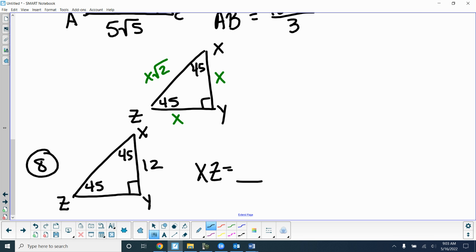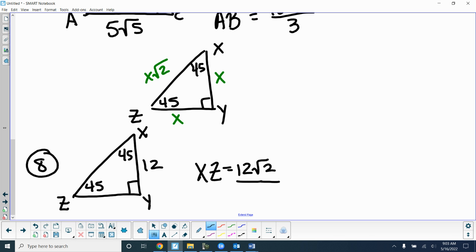So you take this side and multiply it by what? Radical 2, and you're done. You don't have to do Pythagorean theorem. You don't have to do sine, cosine, tangent. You just know it. Okay?